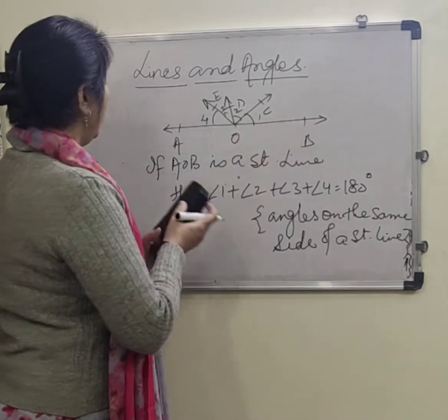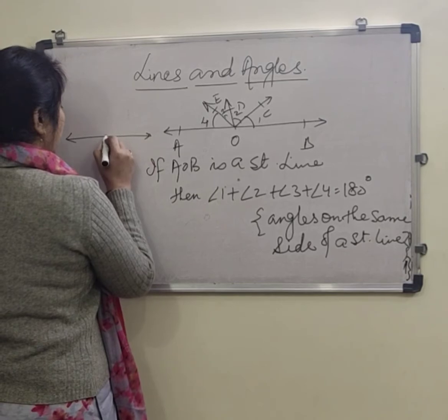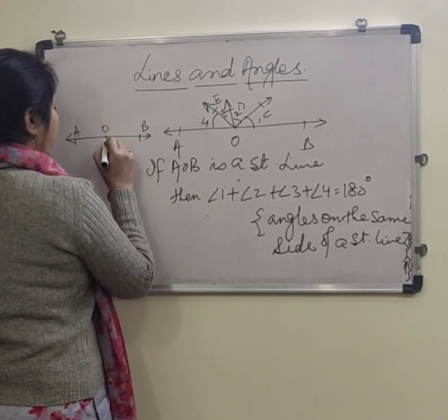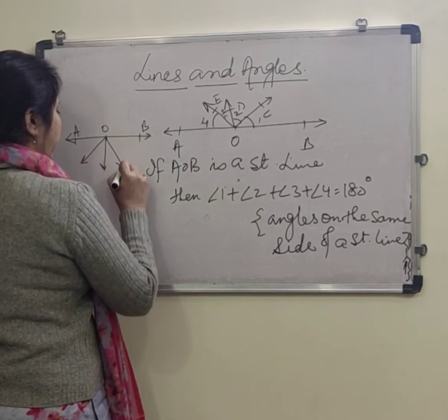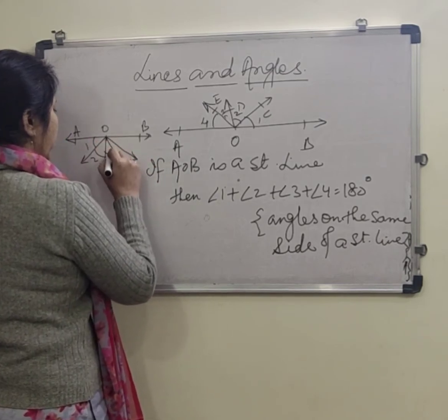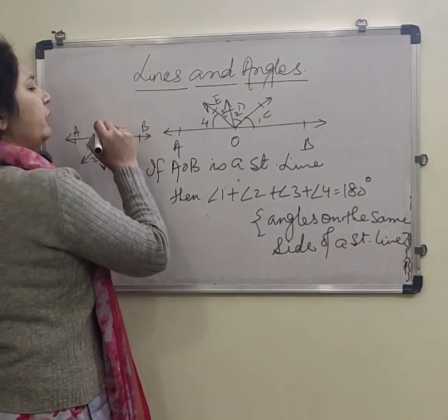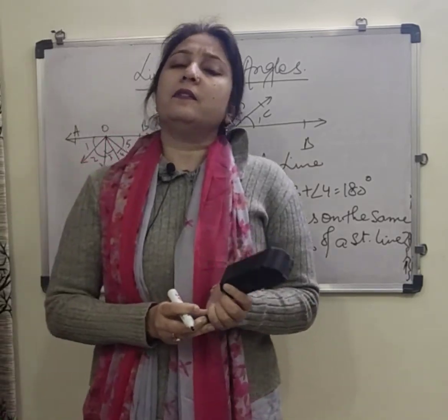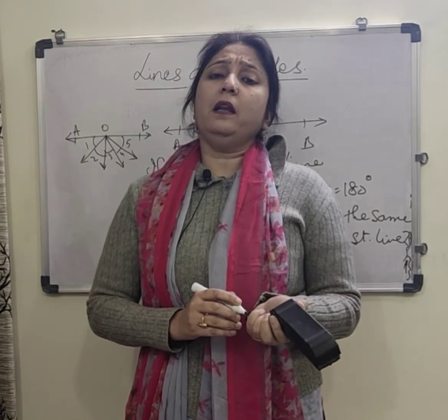You will take another one like this, vertically down. This is point O, this is A, this is B. You make as many angles as you want, any number of angles: 1, 2, 3, 4, 5. But the sum of all these 5 angles will be 180 degrees, as the sum of angles on the same side of a straight line is 180 degrees.